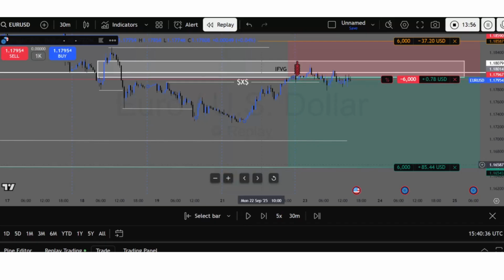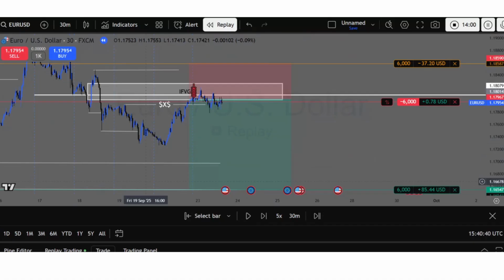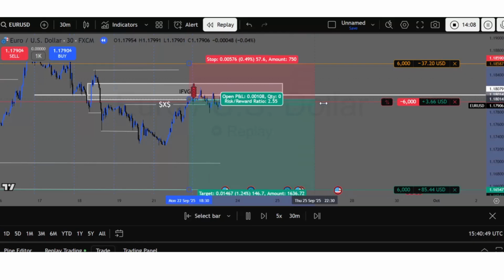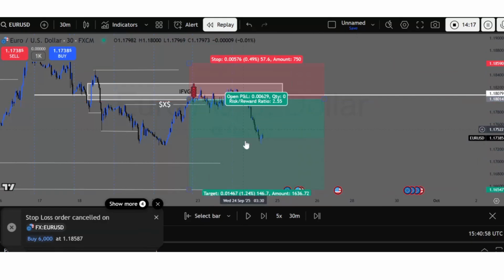Okay, good guys. As you can see, it is playing around on our inverted fair value gap, but it's continuing. And don't forget, guys, losses are valid on the market. All you have to do is just come back to the market and back test your strategy so you master it.